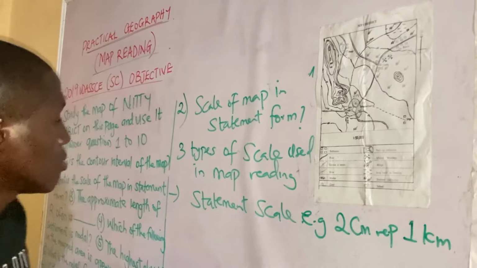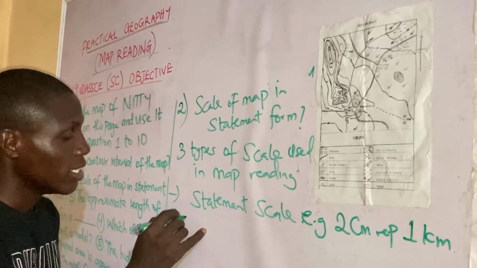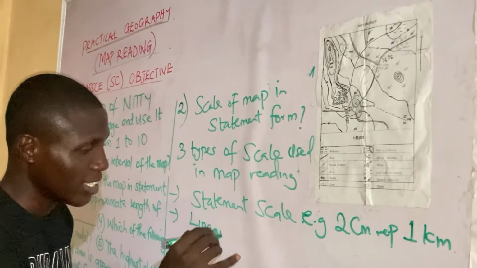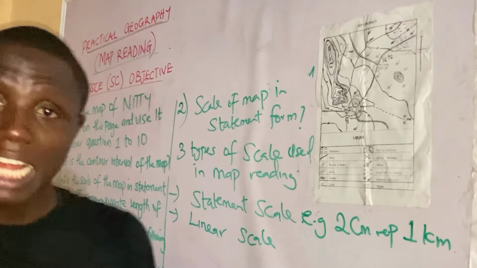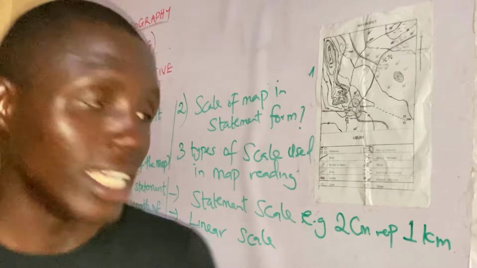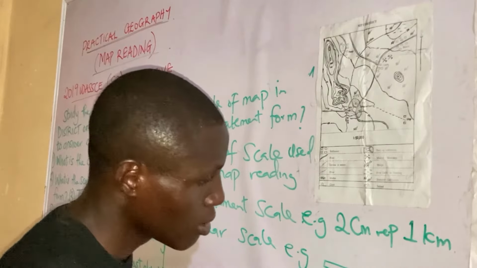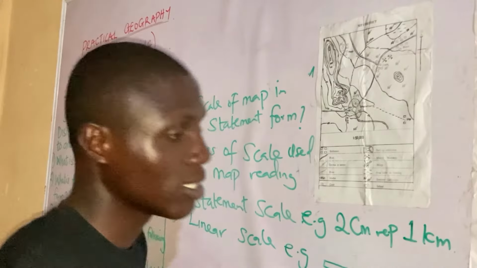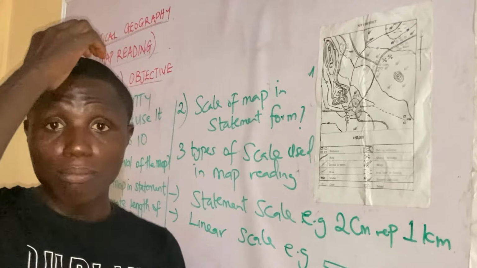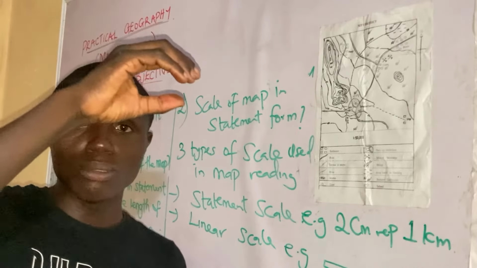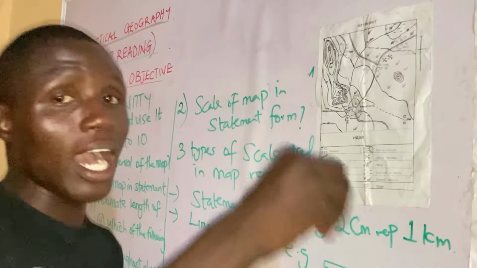So this is a statement scale. Now the next one is the linear scale. This linear scale makes use of a drawn line, a line that is drawn in a particular unit, to show the relationship between the distance of 2 points on a map and the distance on the ground.